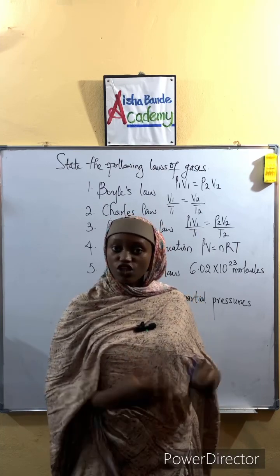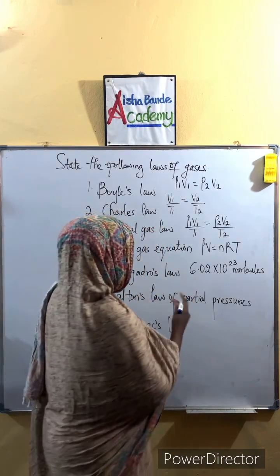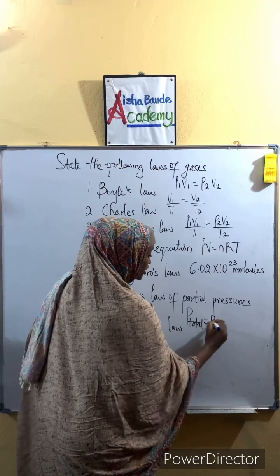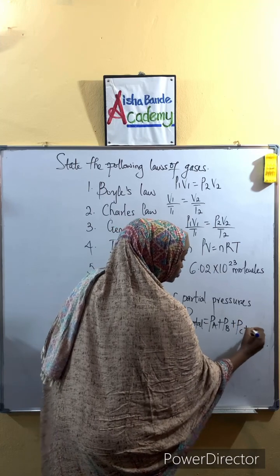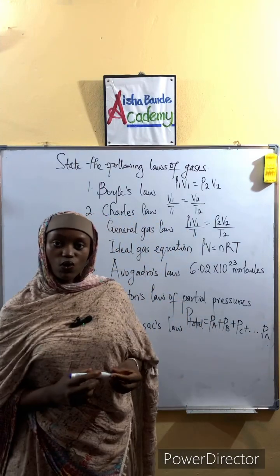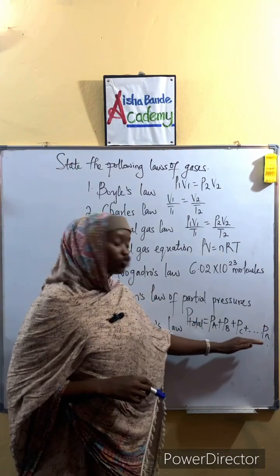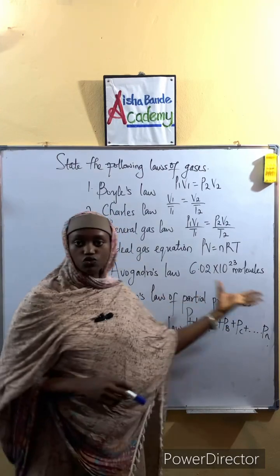So for Dalton's law of partial pressure, mathematically it is given as total pressure is equal to PA plus PB plus PC plus up to Pn, which is to infinity. Okay, so this is the sum of all the pressures. The sum of all the individual pressures gives us the total pressure. That's the Dalton's law of partial pressure.